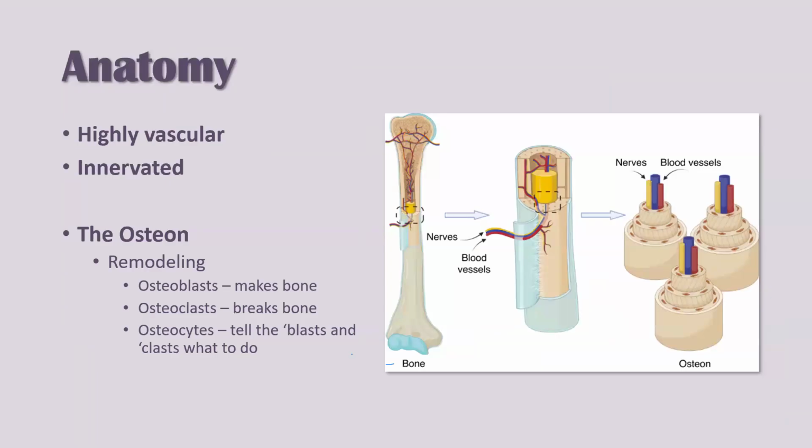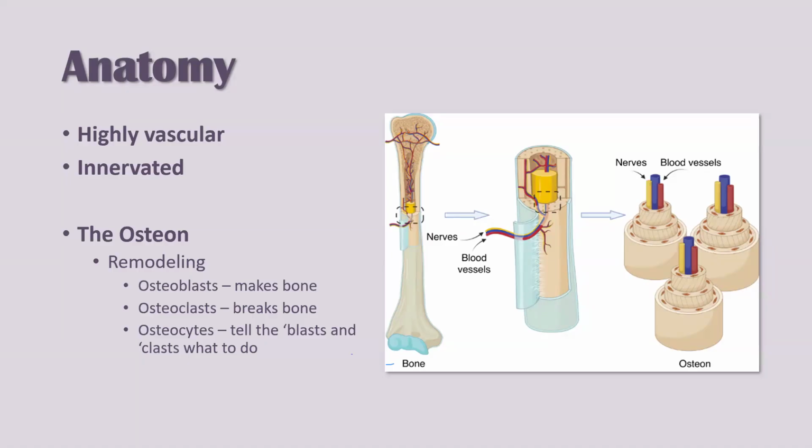As for the rest of the anatomy of the bone, since blood products are primarily made within the bone, it is highly vascular, meaning it has a lot of blood vessels. It is also innervated, which means it has nerves running throughout it. The purpose of the nerves in the bone is to relay messages from the central nervous system to control blood pressure, as well as telling the osteons, which are bone cells, what to do.